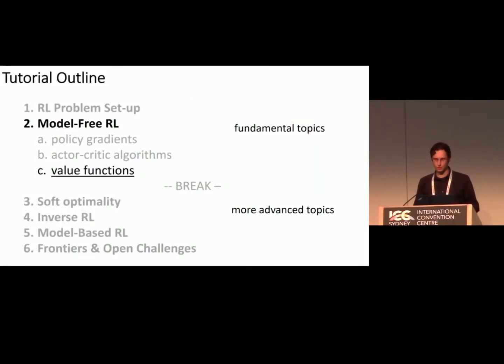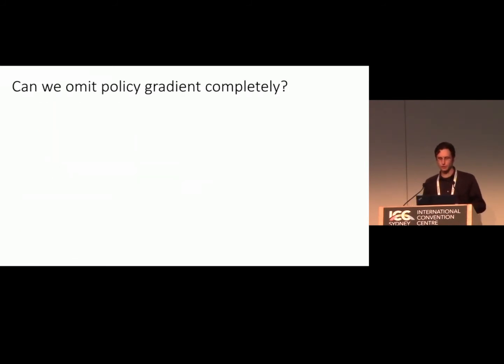All right, so the last topic that I'll discuss before the break is direct value function methods. So can we omit the policy gradient completely? So far, both of the methods that I described, policy gradients and actor-critic, at their heart still have this policy gradient gradient ascent procedure. But maybe we can just get rid of that and have only a critic.